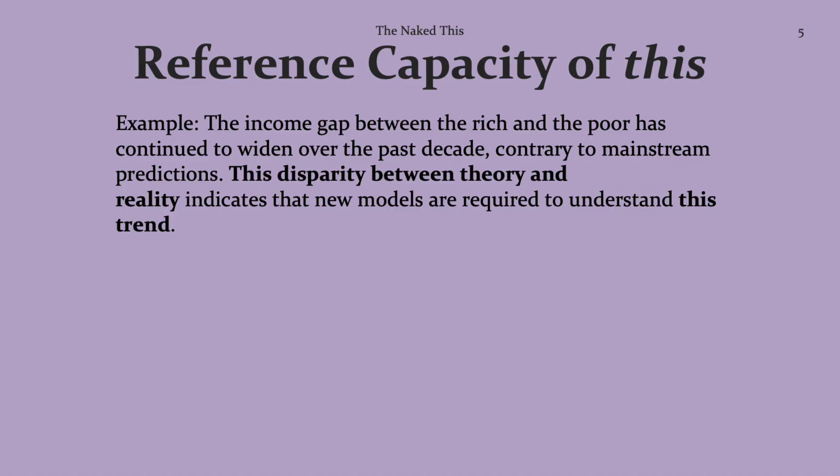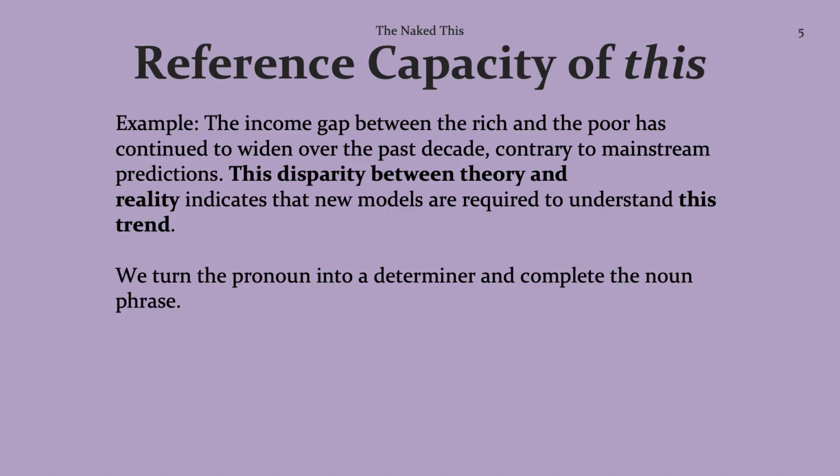Let's take a look at the previous example once more. This indicates that the new models are required to understand this. Now becomes: this disparity between theory and reality indicates that the new models are required to understand this trend. We turned the pronoun into a determiner and completed the noun phrase. The this is no longer naked and is in fact the attended this now.